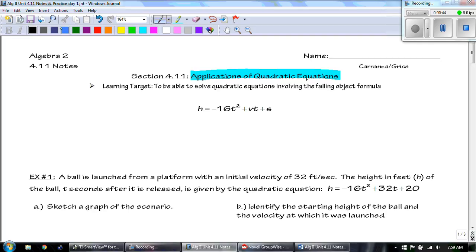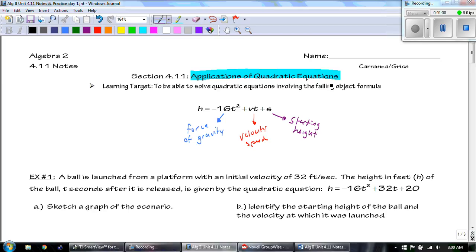Now, each of these numbers means something. The negative 16t squared, well, something is falling, right? And we learned about the patterns in our graphs, but that negative 16 stands for the force of gravity. The v times t, well, the v stands for the velocity or the speed. And then our last guy, that s, is our starting height. If something's falling, it's got to start from a certain height, right? Okay, so that's 3 of the variables.